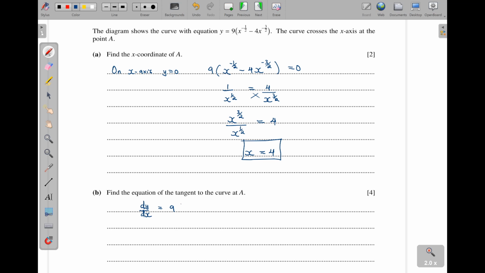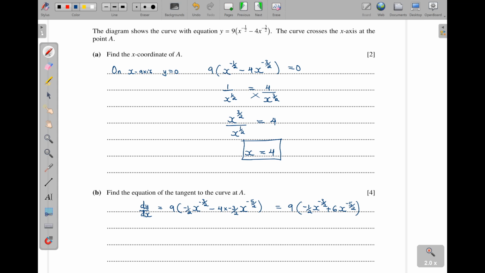Now, when we differentiate this one, we shall have negative a half, then x with the power reduced by 1, that will be negative 3 over 2. And then here we drop this one, minus 4 times negative 3 over 2, then x to the power of negative 1.5 minus 1, that is negative 2.5, which is negative 5 over 2. Simplified, it will be 9 into negative a half, x to the power of negative 3 over 2, and 4 times 1.5 gives us 6, and this will be positive, 6x to the power of negative 5 over 2.